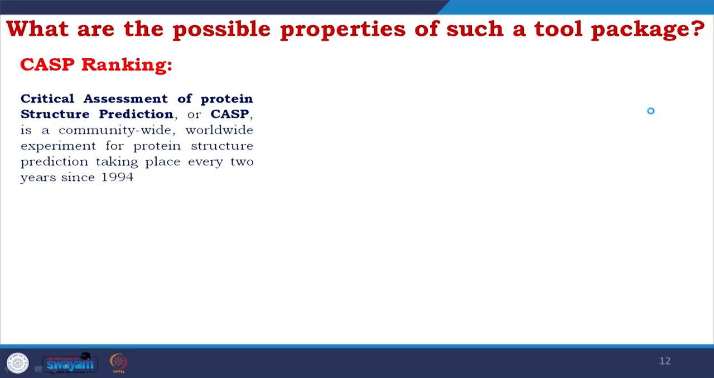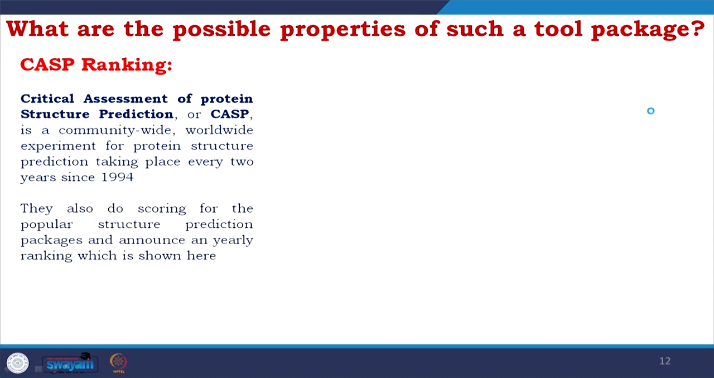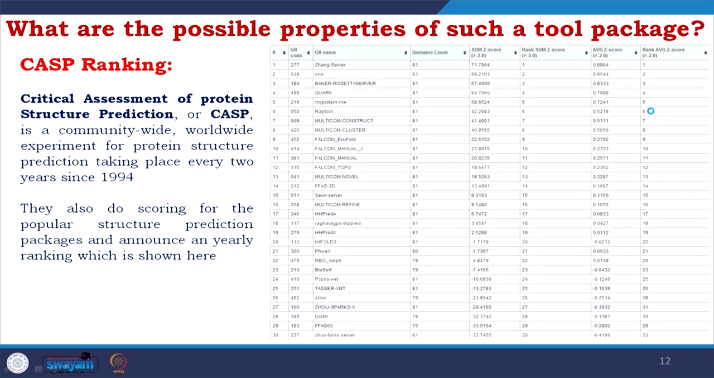One of the processes is CASP ranking. What is CASP? CASP is Critical Assessment of protein Structure Prediction. CASP is a community-wide, worldwide experiment for protein structure prediction taking place every 2 years since 1994. They also do scoring for the popular structure prediction packages and announce a yearly or bi-yearly ranking, a part of which I am showing here.